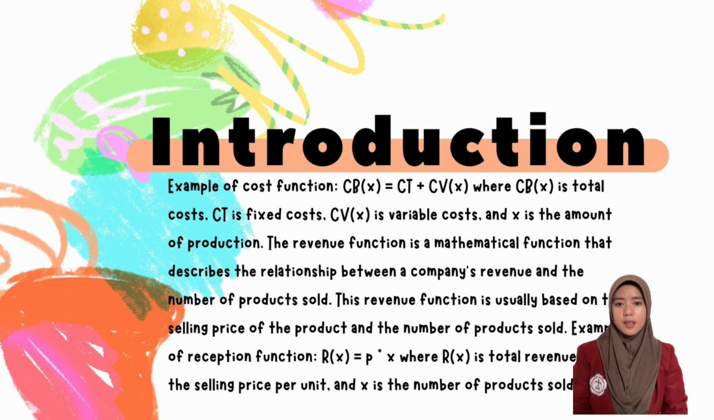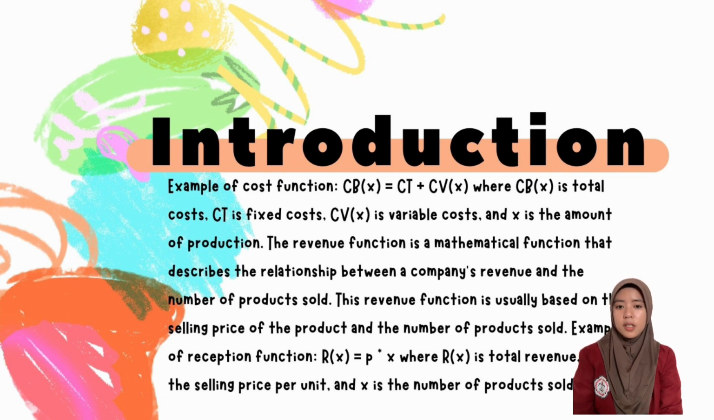The cost function is a mathematical function that describes the relationship between production cost and production quantity. This cost function is usually based on the relationship between variable costs, or costs that change with the amount of production, and fixed costs, or costs that remain unchanged with the amount of production.